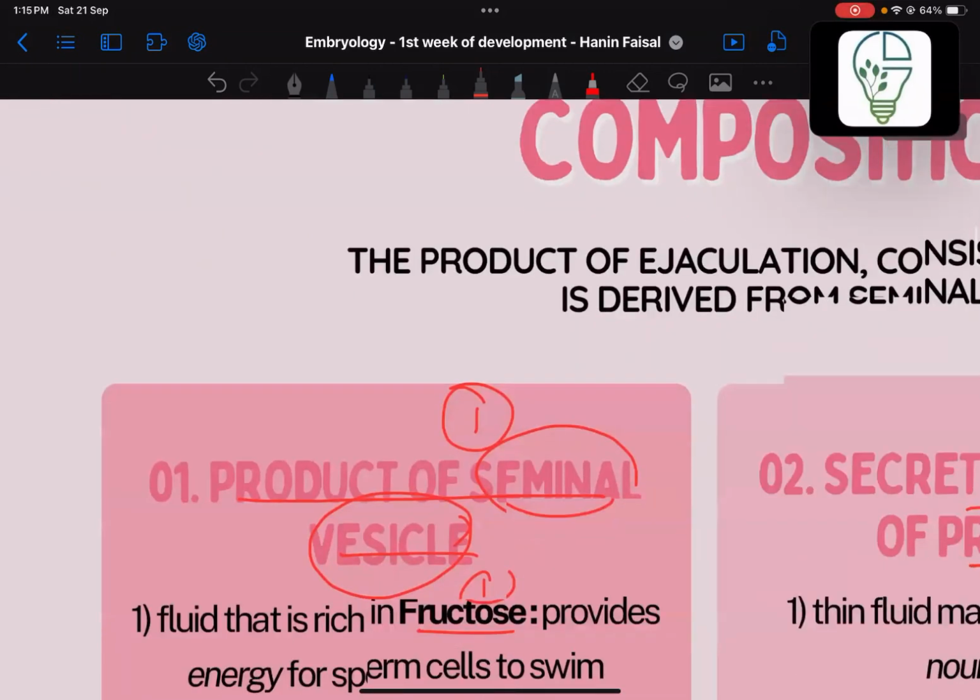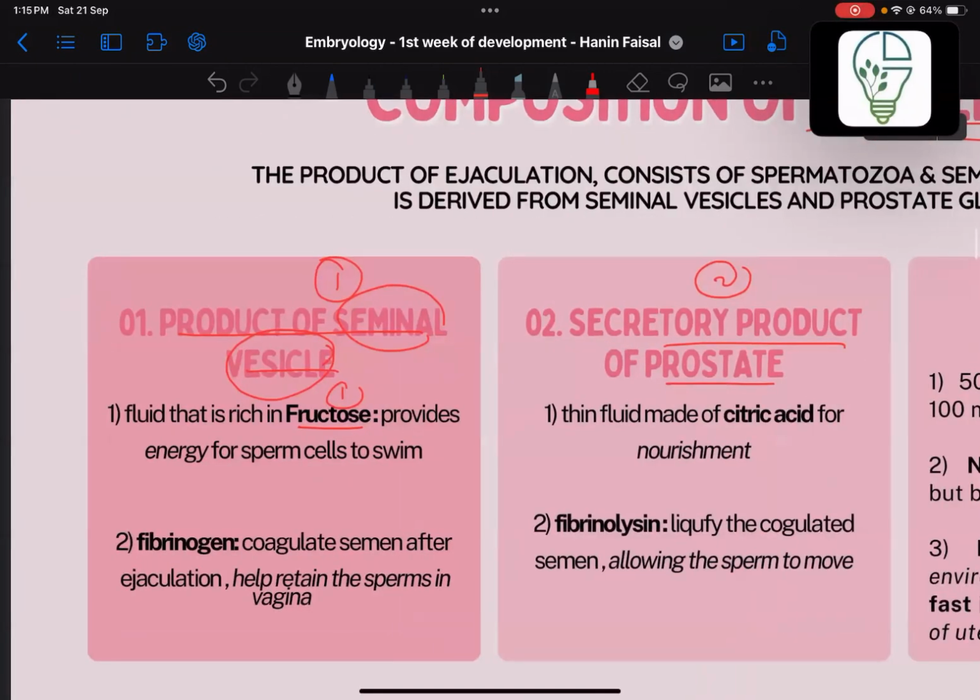Perfect. Exactly. So very important thing is you have to know what's the components of each product, because they might ask you, for example, fructose. Is it a component of the seminal vesicle fluid or is it a component of the prostate fluid? So you have to know that fructose is a component of seminal vesicle fluid. And as you said, it provides energy, because why do I need energy? I want the sperm cell to swim to inside the vagina and then go to the uterus and so on.